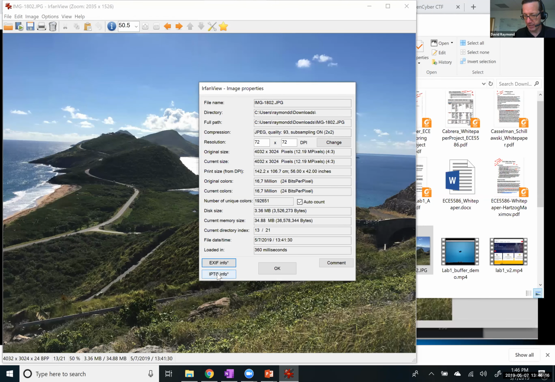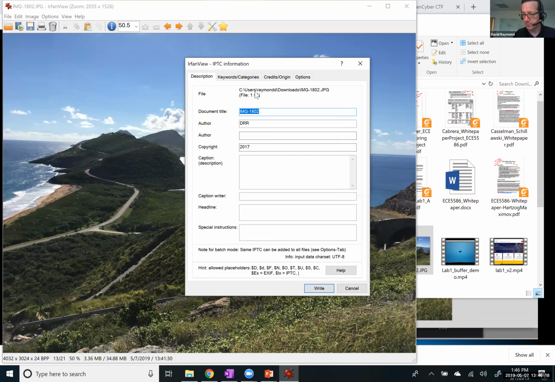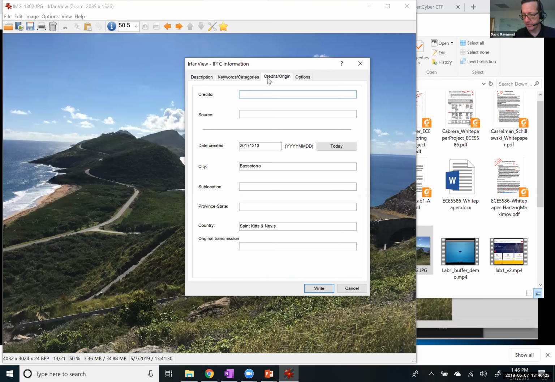So maybe if I look at IPTC info, keyword categories, credits origin. Oh, okay. Here we go. City, so the city this thing was taken. So again, this is a way for photographers to capture metadata in their digital images. And this says that the date it was taken was 12/13/2017. And this is taken in a city called Basseterre in St. Kitts in the Caribbean.